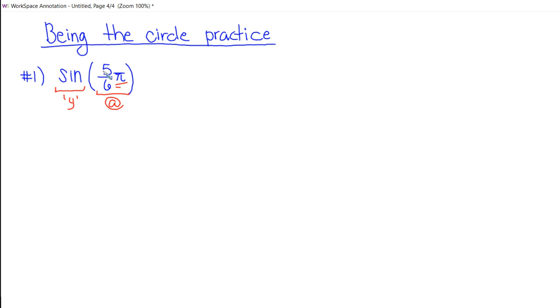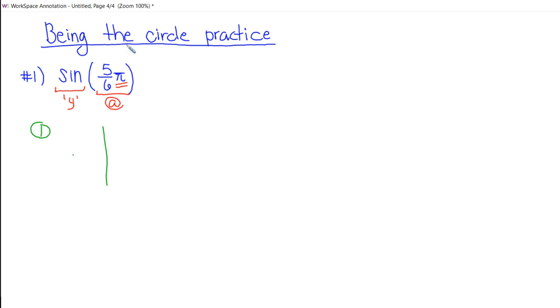So your answer won't have pi's in it, because your question in itself is asking you to find the y point at 5 over 6 pi. So we're going to utilize our two strategies that we talked about before. The first question that we're going to answer is: where are we? Okay, where are we? On our quadrants.